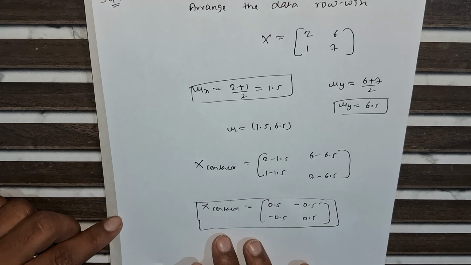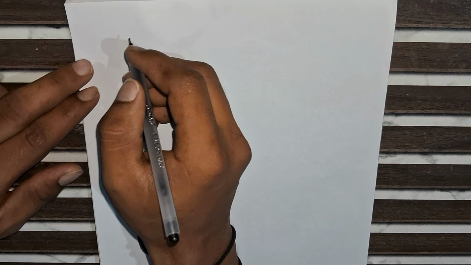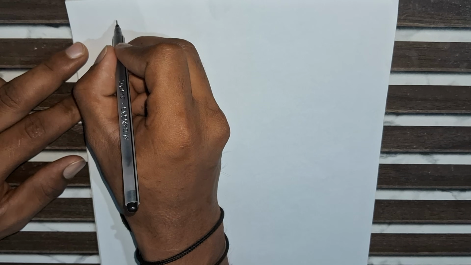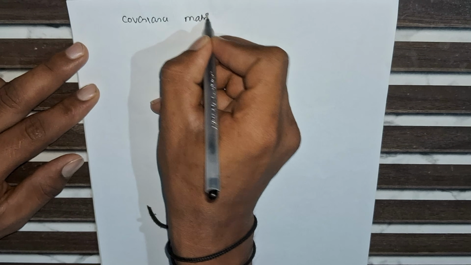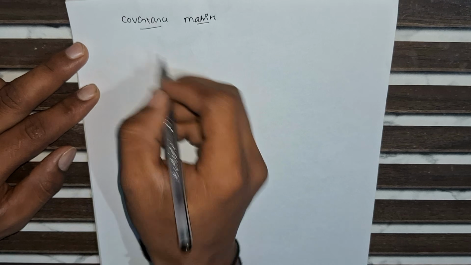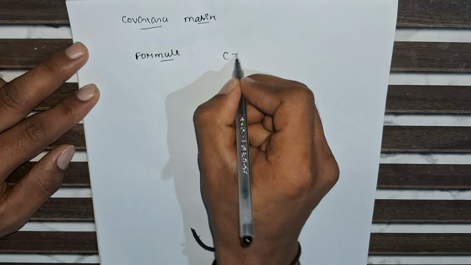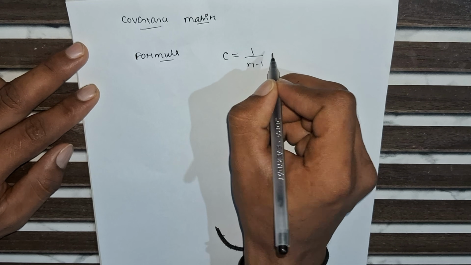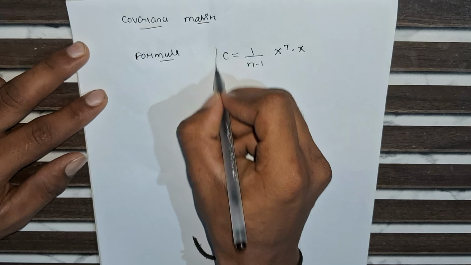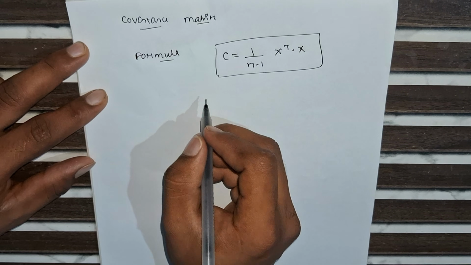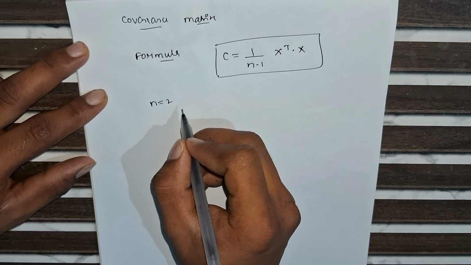So now our next step is to find the covariance matrix. So what is the formula? The formula is C equals 1 upon n minus 1, X transpose into X. This is our matrix which we already found. So what is the value of n here? n is equal to 2 because our matrix is 2 cross 2. That's why our n value is 2.